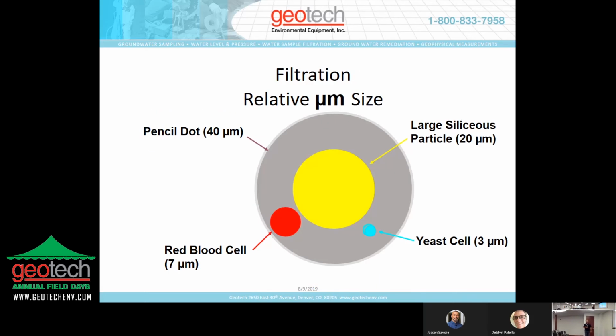So when we're talking 0.45 micron, we're talking really small. The actual paper of those filters looks like it's solid, right? But it's actually made up of 50 to 90% open space, pores.